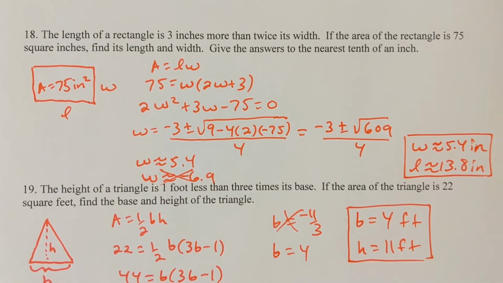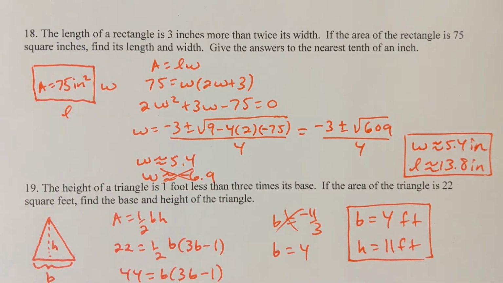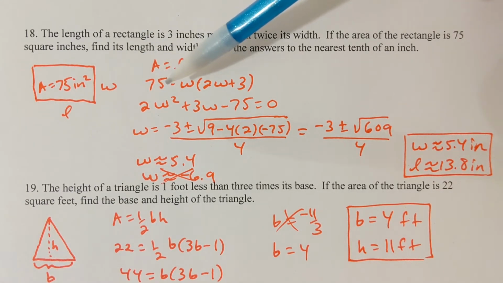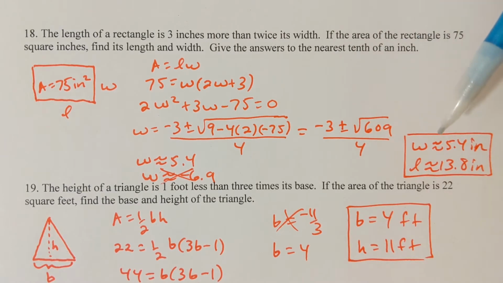Okay. Here's another problem. Problem 18, the length of a rectangle is 3 inches more than twice its width. If the area of the rectangle is 75 square inches, find the length and the width. Give the answers to the nearest tenth of an inch if there's any rounding. Okay. So I've got a rectangle here. This rectangle has an area of 75 square inches. Now, by them telling me that information, it suggests that I'd want to be doing something with area of a rectangle. Okay, area equals length times width.